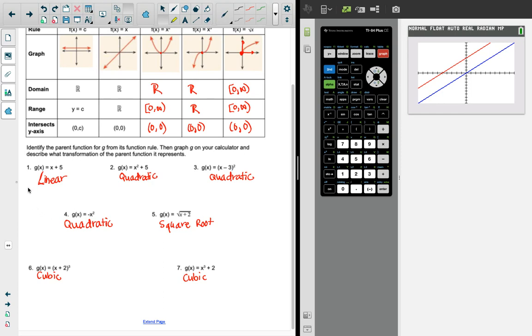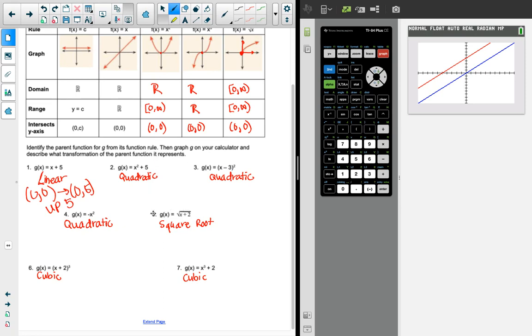So let's think of this in terms of what we know about transformations. The original intersects at 0, 0. The new one intersects at 0, 5. So what kind of translation is that? How is that moving? Well, it should be moving up 5.